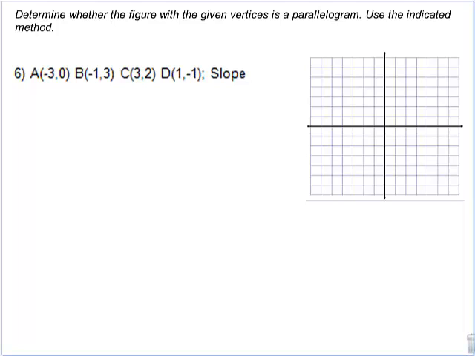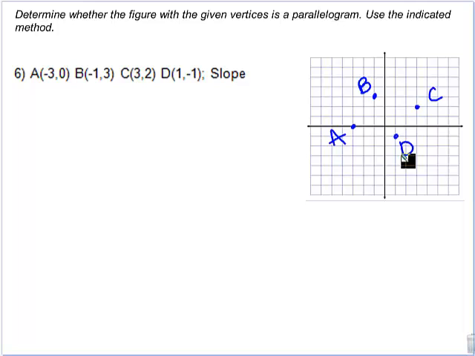Is that okay? All right, so I want to decide if this is a parallelogram, and I want to use the indicated method. I included a graph for those of you who are visual and who need to see the graphs. So if you're a person who needs to see the graph, plot those points. All right, so A here is at negative 3, 0. B is at negative 3, 1. C is at 3, 2. And D is at 1, negative 1. Were you just going to do all 4 or all 3? Yeah, we're going to talk about all 3 ways with this one.